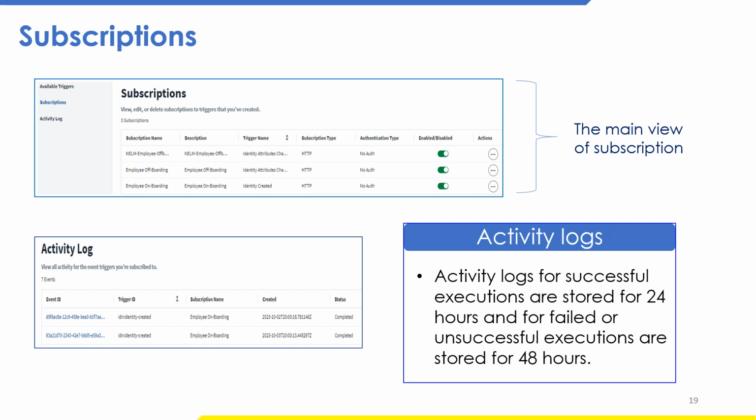Select Activity log in the left menu to see a complete list of activity for all subscriptions in your organization. Successful executions are stored for at least 24 hours and unsuccessful executions are stored for at least 48 hours.